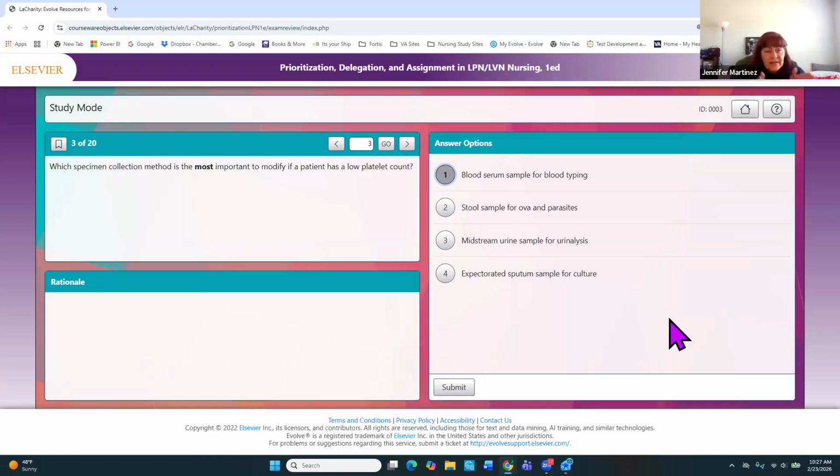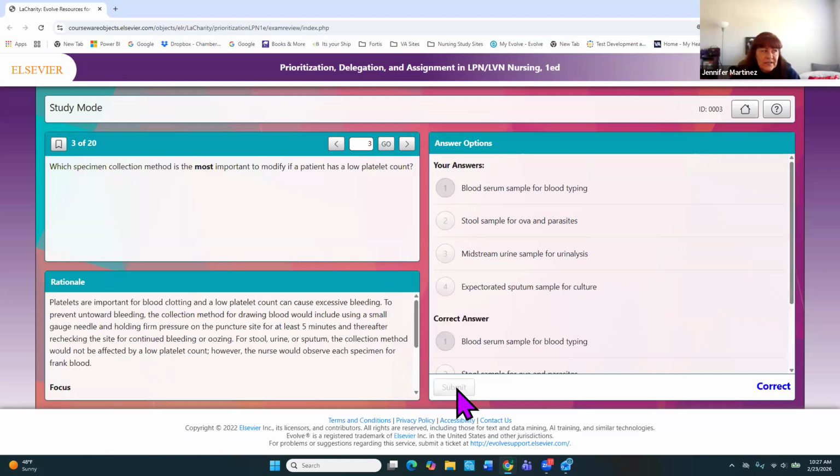Right. If I have a low platelet count, my blood's not going to clot. So blood serum sample for blood typing, absolutely correct. Why? Because if I access their vein to draw some blood, what could potentially happen? They can continue to bleed. So that low platelet count can cause excessive bleeding. To prevent untoward bleeding, the collection method would include using a small gauge needle, holding firm pressure on the puncture site for at least 5 minutes, and thereafter rechecking for continued bleeding or oozing.